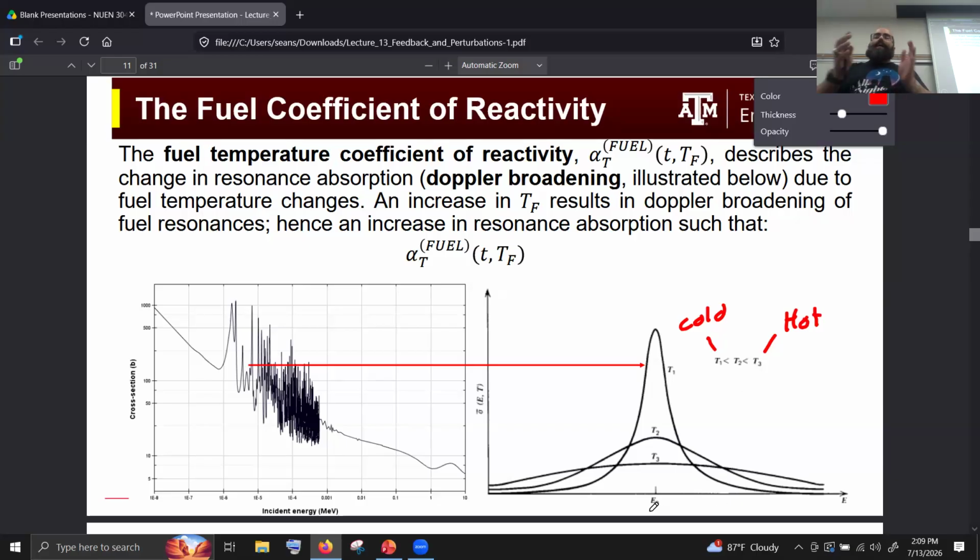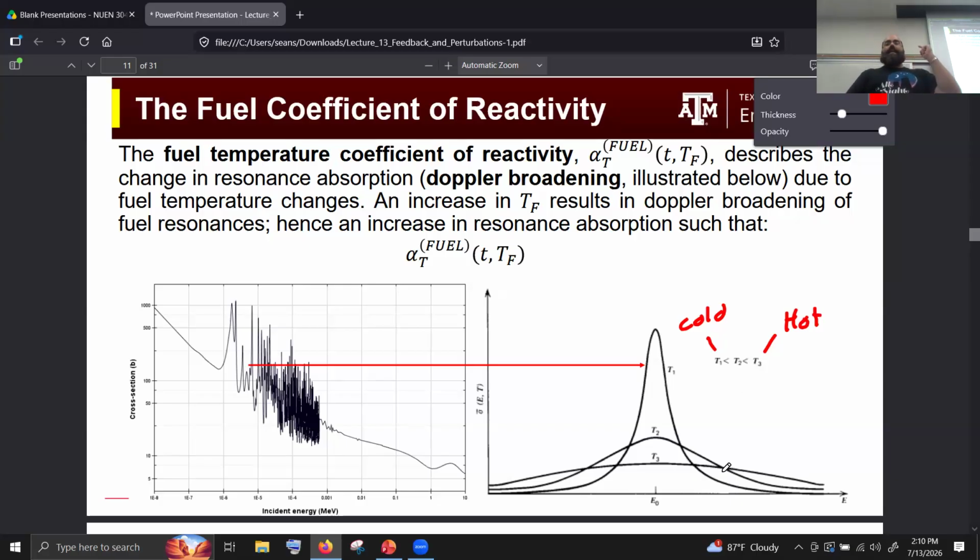And so, as the resonance broadens, more neutrons can get captured inside of that resonance at a wider range of energies. That means more neutrons effectively get parasitically captured when the temperature increases because of this phenomenon of those resonances expanding. So an increase in temperature results in an increase in the parasitic capture of my neutrons. If the neutrons get captured, they can't go and cause a new fission.